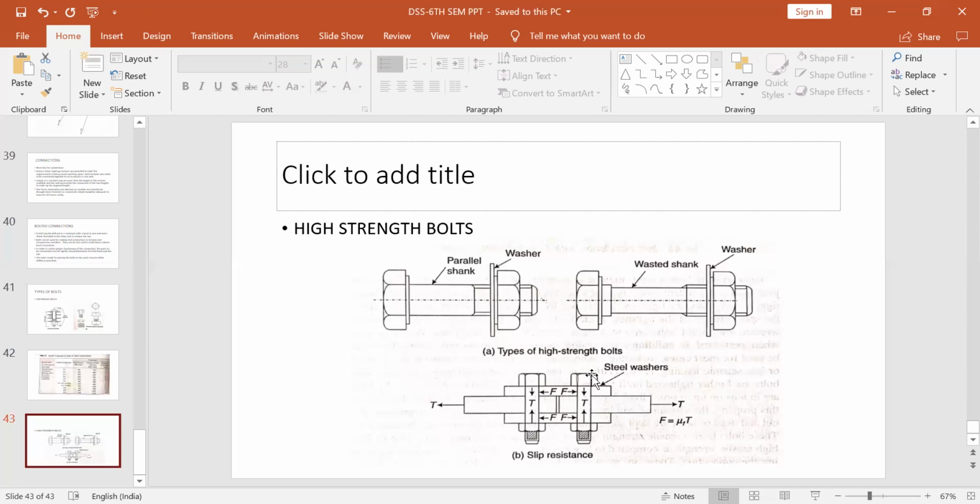In the next class, we will study the types of bolts, types of bolted joints that are used, load transfer mechanism, and specification of bolted joints. All these things we'll study, and then we'll solve some problems. That is for today. We'll discuss the remaining things in the next class.